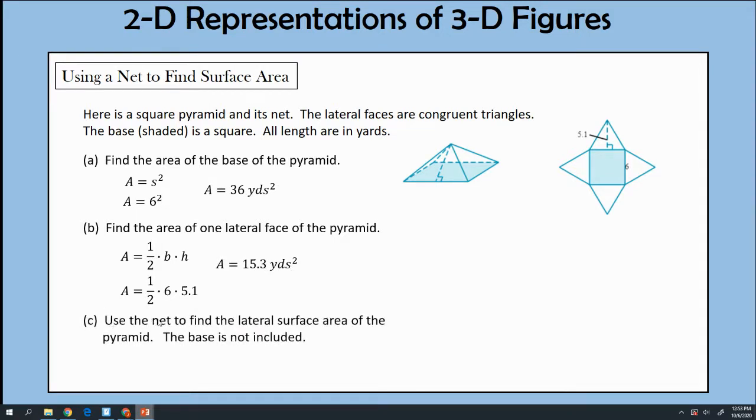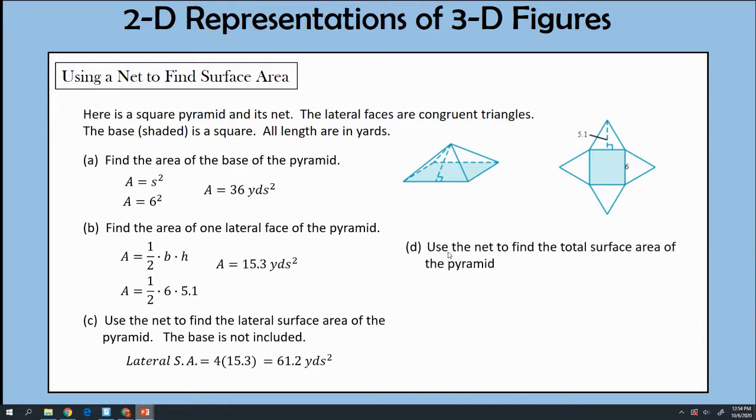Next one says use the net to find the lateral surface area. Okay, the lateral surface area is when you find the surface area but don't include the bases. So the lateral surface area is going to be these 4 triangles. Well, I know the area of one of them is 15.3. So if I take that times 4, I get 61.2 yards squared. That's the lateral surface area. That's the four triangles together.